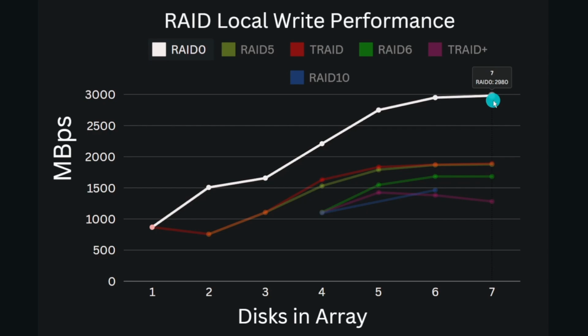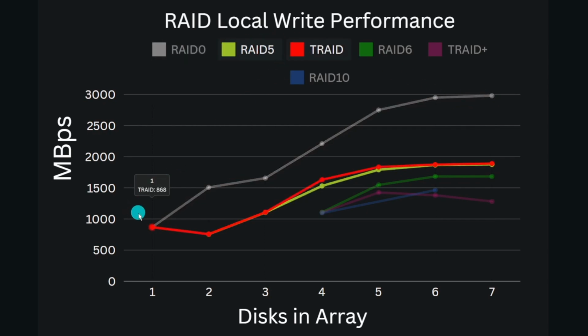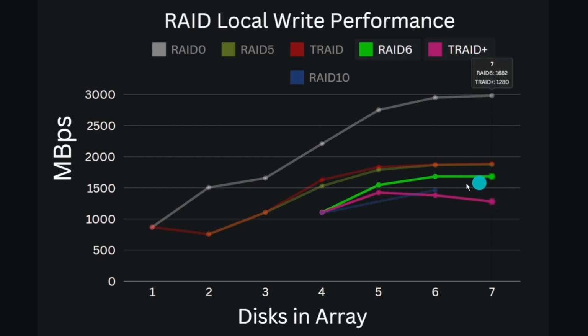RAID 5 had very similar performance to TRAID, which I think is to be expected. Again, starting at 868 megabytes per second and rising to 1800 megabytes per second and leveling off. RAID 6 and TRAID were a little slower due to the additional disk parity, though for TRAID Plus it appears slower. I suspect this is related to the mixed size of disks I use, with 1 and 2 terabytes both existing in the array. TRAID and TRAID Plus allow you to mix disks and get the full capacity, but it would have resulted in some of the storage being on a smaller array, which could have penalized the write performance here a little.